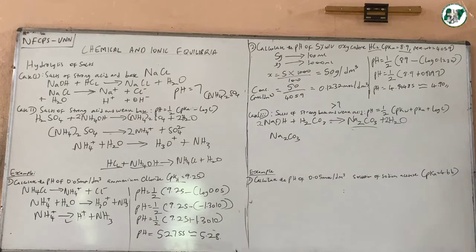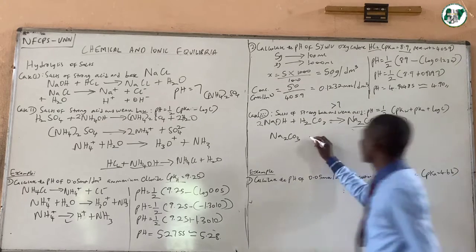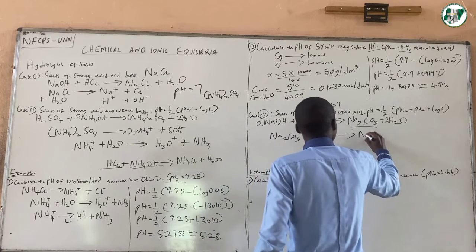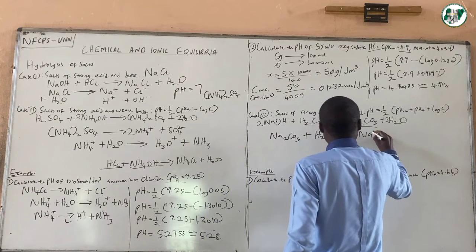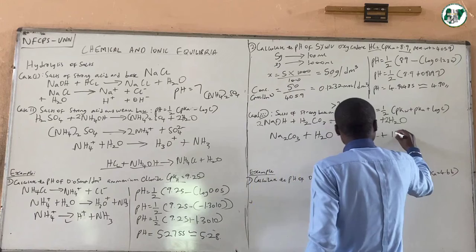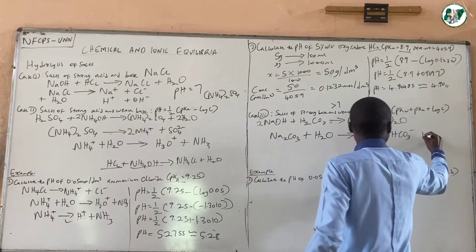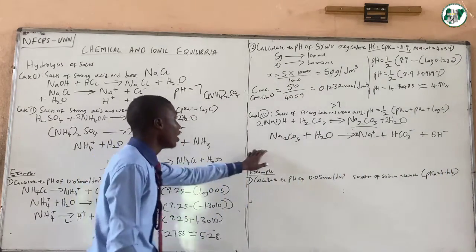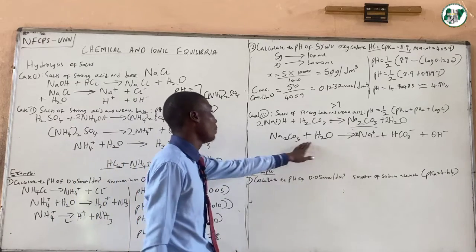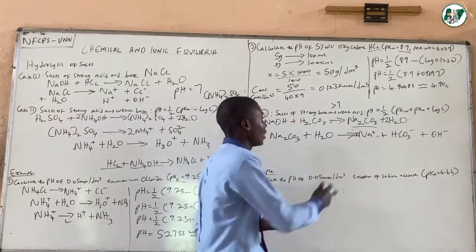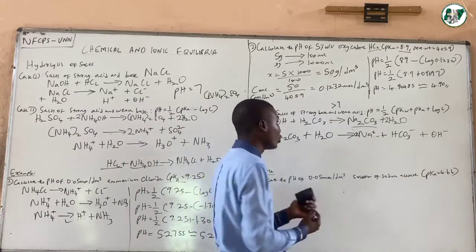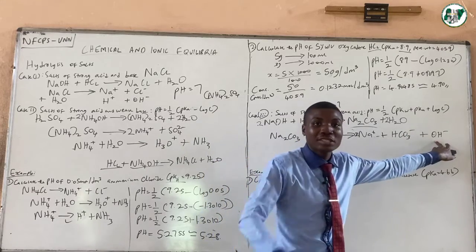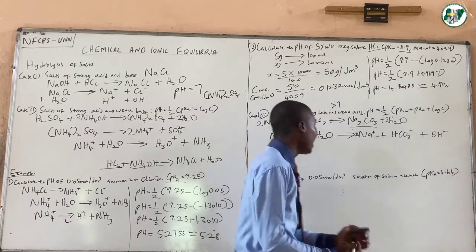That's actually very important, so I can show you the dissociation completely. Na2CO3 plus H2O gives 2Na+ plus HCO3- plus OH-. The sodium ion is not going to cause anything in the solution. We have HCO3- and then hydroxide. Hydroxide is already increasing the pH.